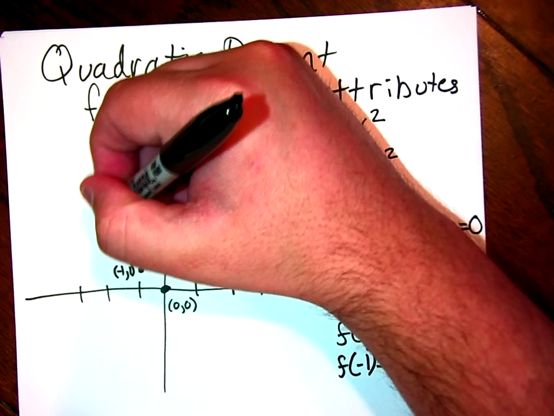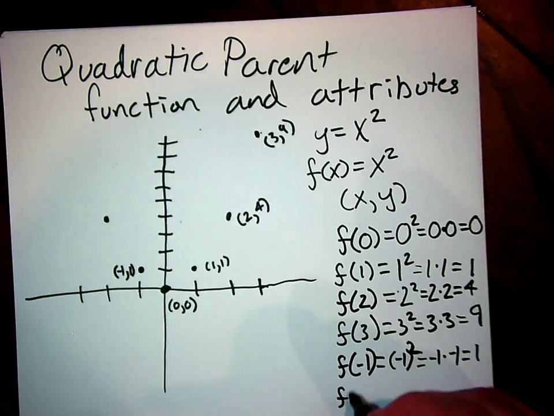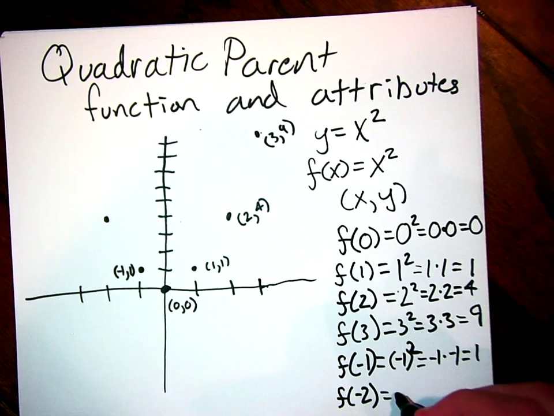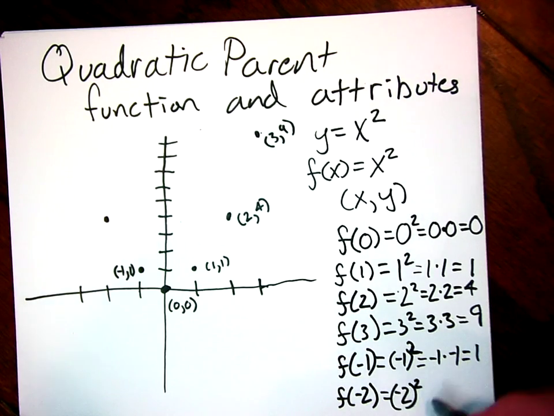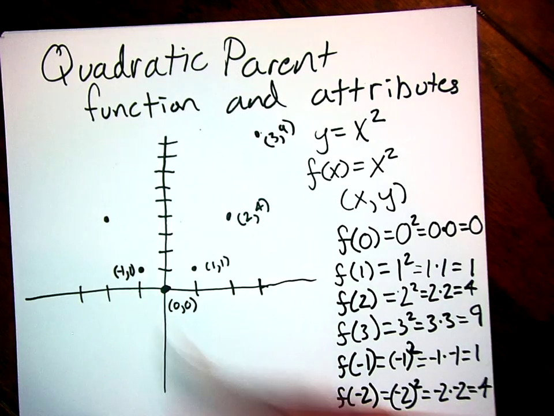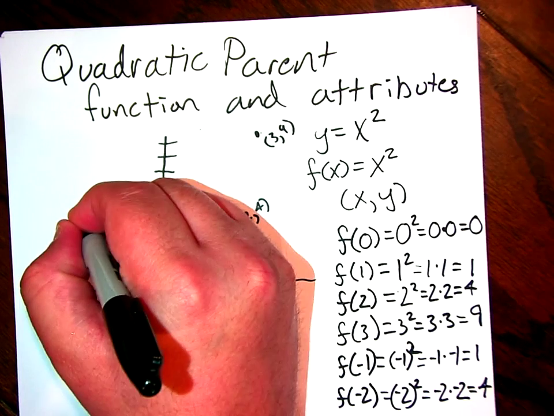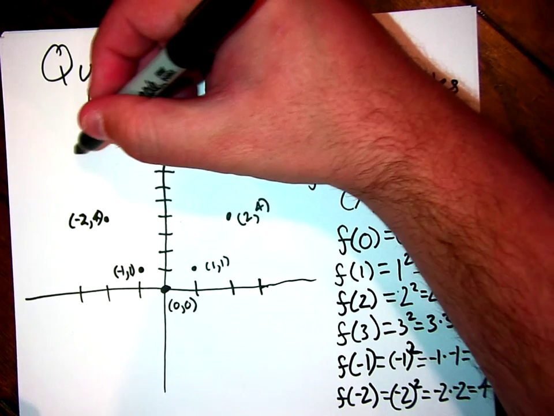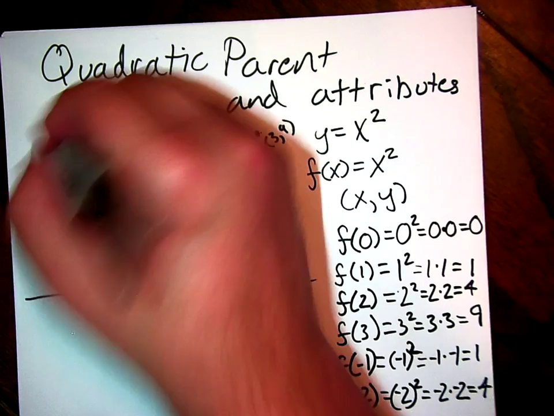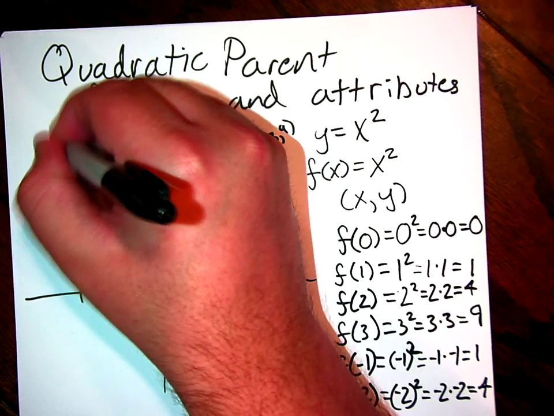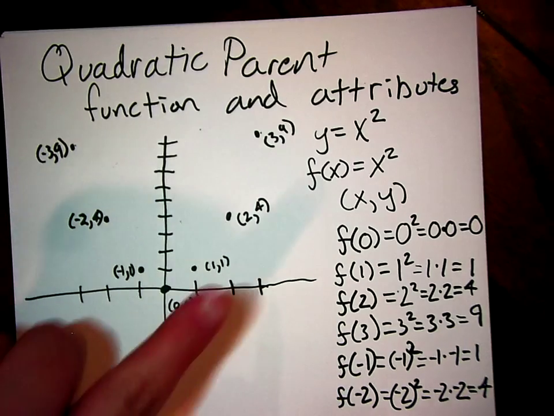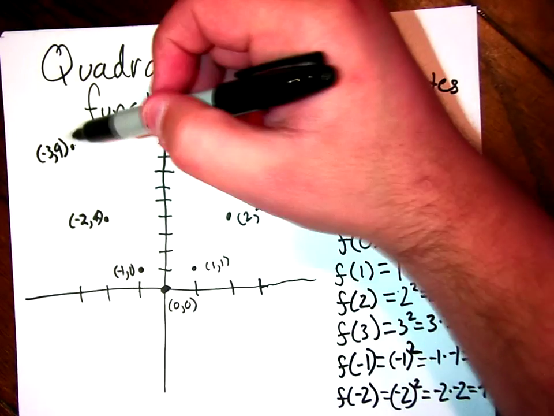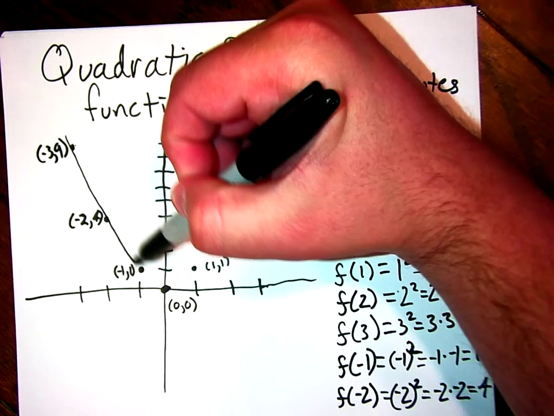If my input is negative 2, the output is negative 2 squared, or negative 2 times negative 2. Once again, we have a negative times a negative, so our output is going to be a positive 4. So there's the point, negative 2 comma 4. I'm going to run into the same thing up here with 3. It's going to be 9 again, positive. So negative 3 comma 9. And there are my points for this quadratic curve. So here's what the parent function looks like when it's graphed.